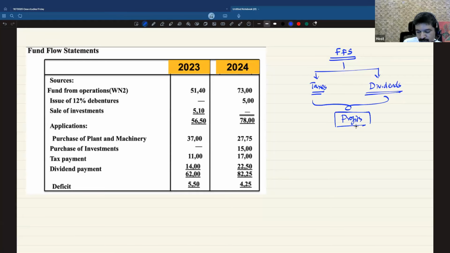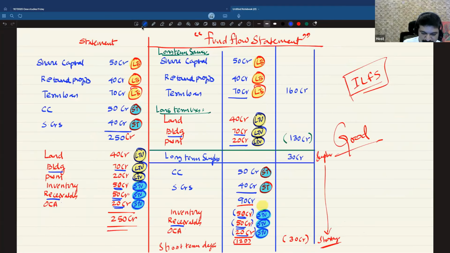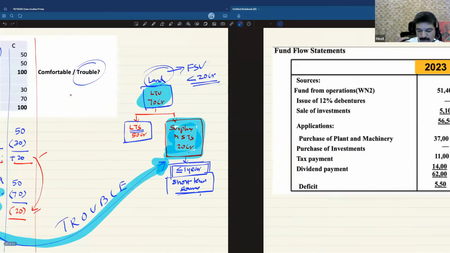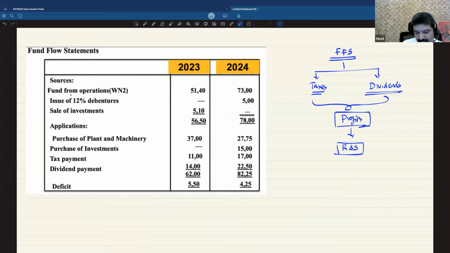Profits are basically the money that goes into reserves and surplus. If you recollect, we discussed that here, right? We said retained profits is a long-term source. It means profit is a long-term source. So if profit is a long-term source, then any distribution of profit, say in the form of taxes, in the form of dividends, should be considered as long-term use.